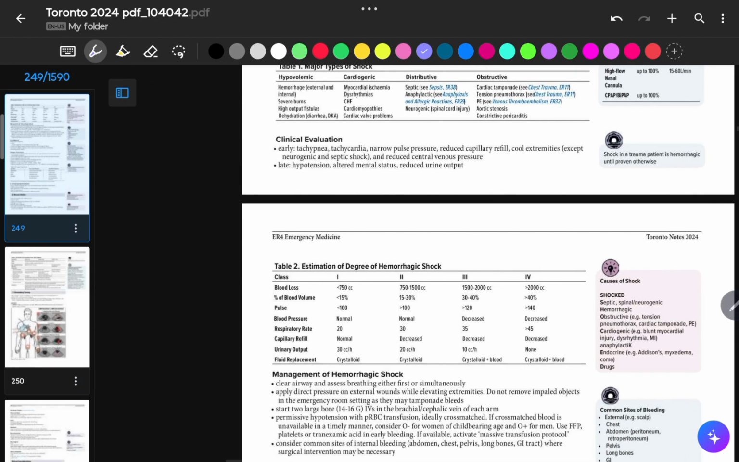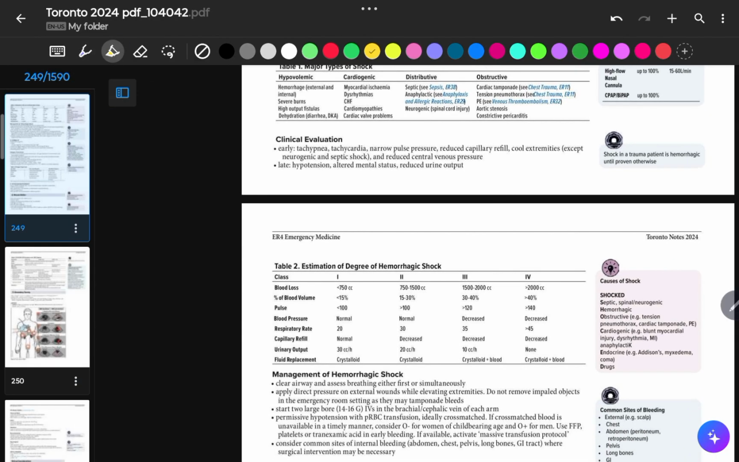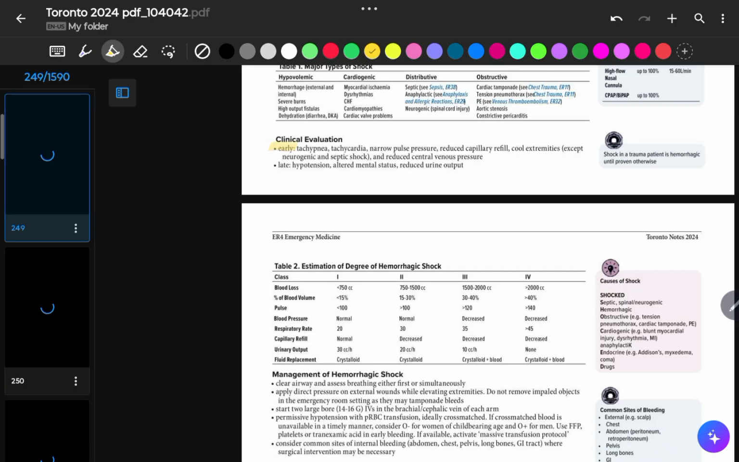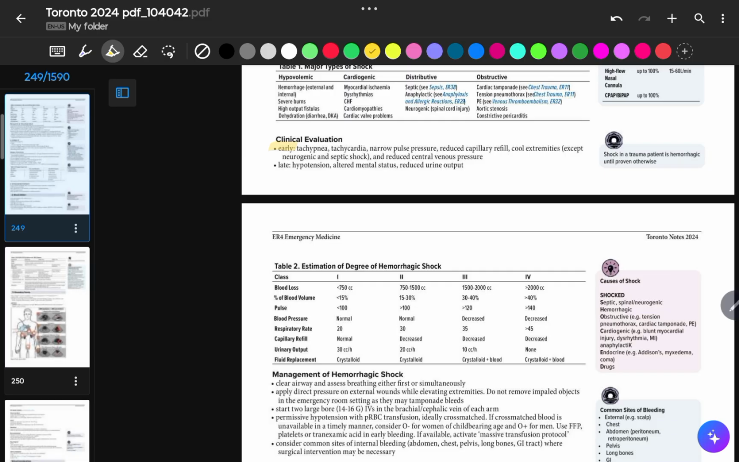So what is the clinical evaluation? What are the early signs of shock? We're talking about your tachycardia, a narrow pulse pressure, reduced capillary refill, cold extremities. Remember that in neurogenic and septic shock, you are unlikely to have cold extremities. Cold extremities are usually found in hypovolemic and cardiogenic shock, all right? And reduced central venous pressure. Those are your early signs of shock.